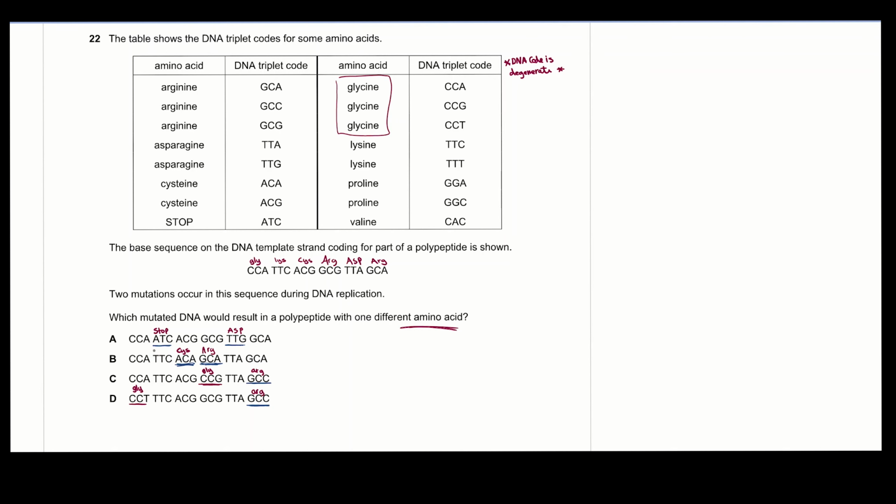To start with A, here it's mutated to a stop codon, so this is incorrect. And here it's mutated to a triplet code with the same amino acid, so it did not change, so this is incorrect. Same thing with B. It mutated to the same amino acid. This is also incorrect. For C, as we can see here it's arginine and here it's glycine. So it mutated into a different amino acid, so this is correct. Here, the same issue. It's mutated to the same amino acid too. So the answer is going to be C.